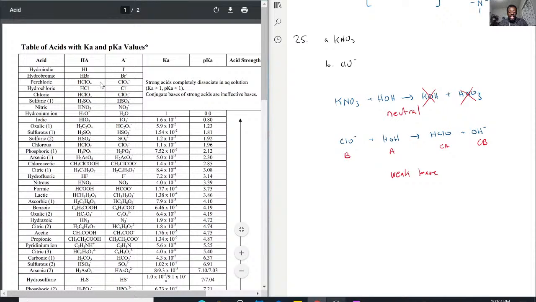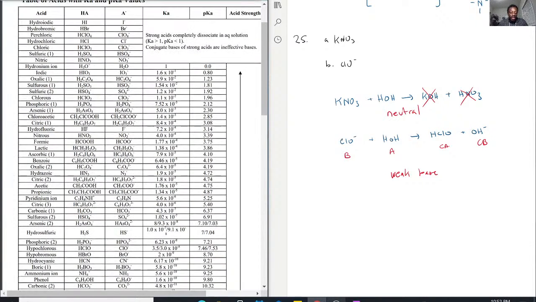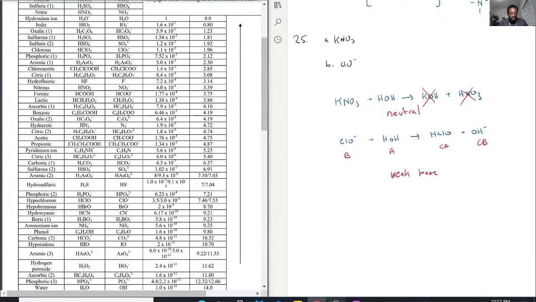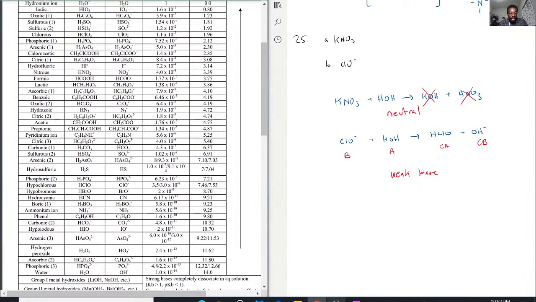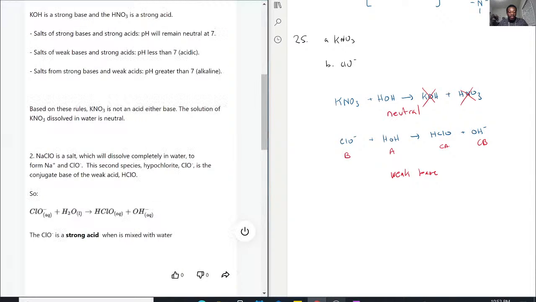We have perchloric acid, which is a strong acid. We have hydrochloric acid, which is a strong acid. And we have chloric acid, which is also a strong acid. But hypochlorous acid, which is all the way down, is a weak acid, because that's what we have here as ClO minus. And you know it's a weak acid because it has a Ka value, dissociation constant, that's less than 1. Okay? So with that being said, this unfortunately is wrong.